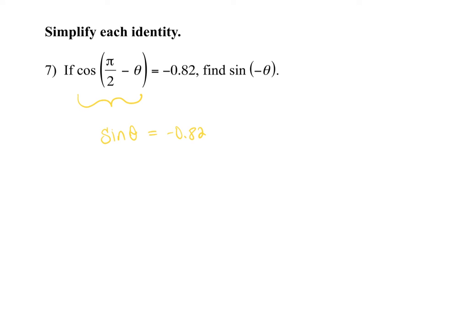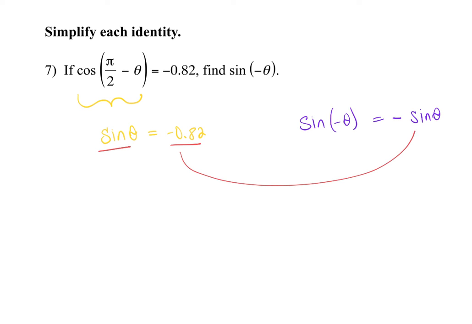I want the sine of negative theta. And this is another identity that tells me the sine of negative theta is just pulling the negative on the outside, doing the sine of theta. Well, I actually already know what the sine of theta is, so I can just fill that in. If they want the sine then of negative theta, that's just like saying the negative sine of theta, which is negative 0.82, which negative and negative gives me a positive 0.82.